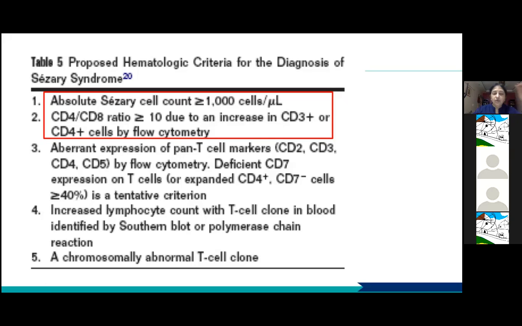So you not only have to look for the presence or absence of Sézary cells, you have to look at the absolute count also. Second, the ratio of CD4 to CD8 has to be more than or equal to 10. These are two very important findings which you must pay attention to when you're reading the report of flow cytometry of blood samples sent for Sézary syndrome. Then there are other factors also, and when in doubt, send for T cell receptor rearrangement to look for monoclonality.